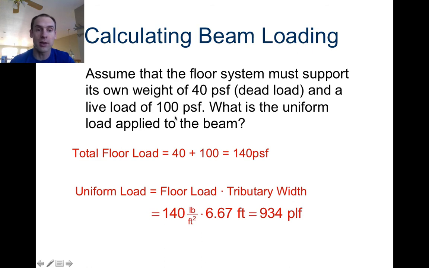If you're talking about a live load of 100 pounds per square foot, if a car is driving over it at any one particular square foot, there might be a load significantly more than that. So what is the uniform load applied to this beam? If we add these up, we get 140 pounds per square foot.